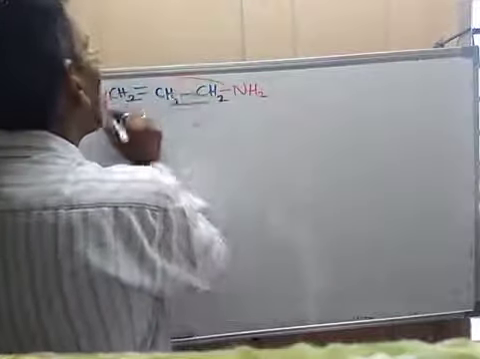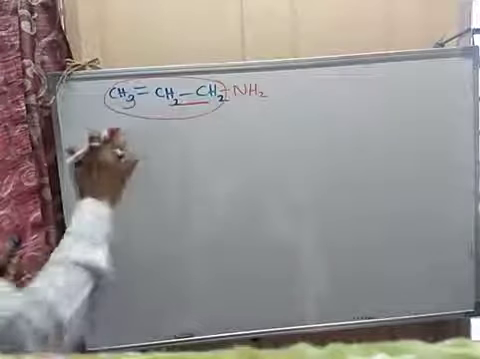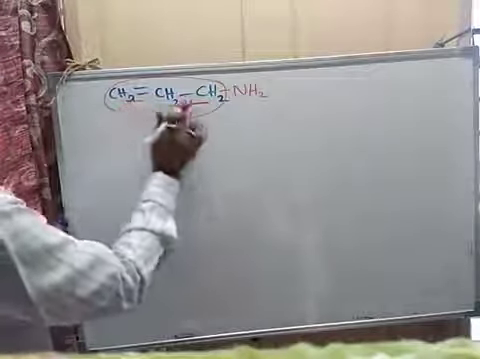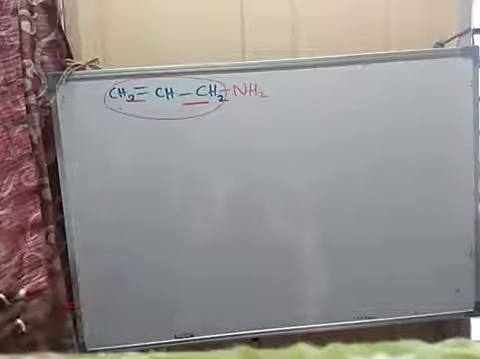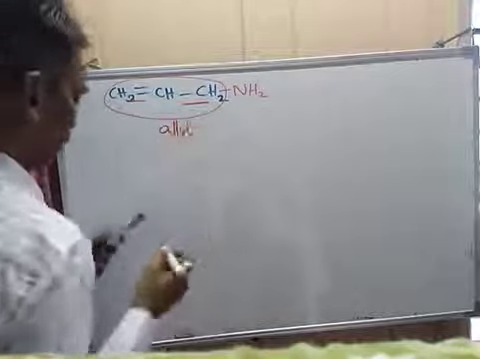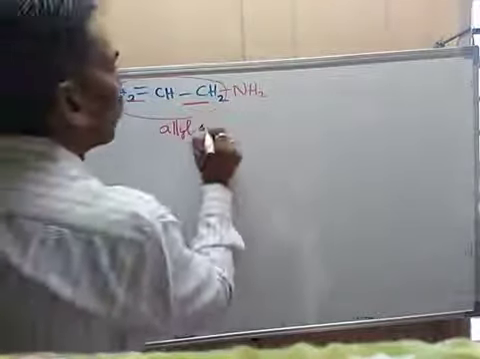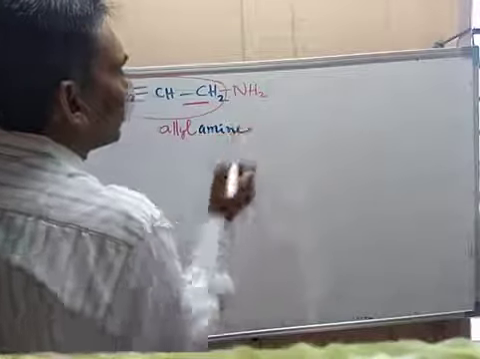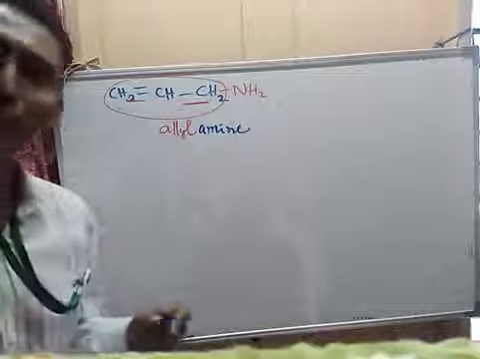What is the group you studied? The group you studied is the allyl group. Okay, it is allyl, and this is NH2, amine. What is the IUPAC name of allyl amine? Sometimes it may be given, or you may be asked to draw the structure of allyl amine for the PU examination.